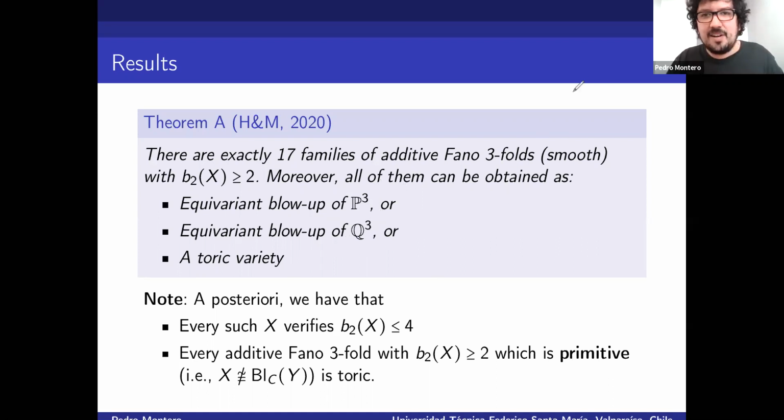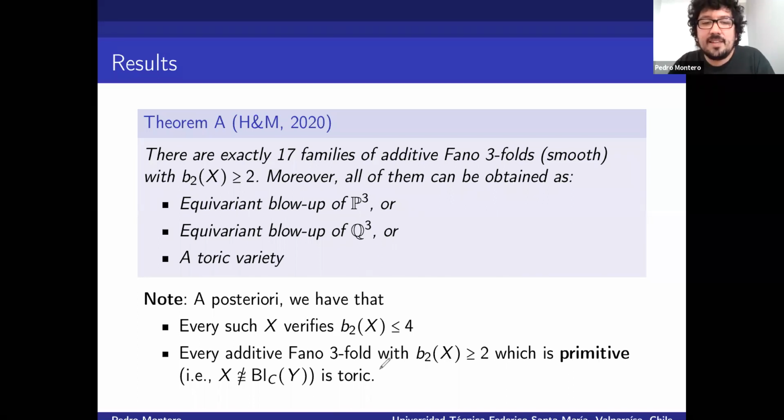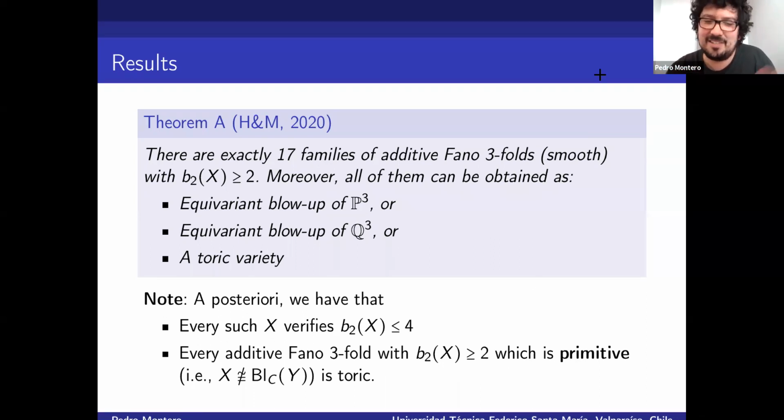A posteriori, after we have the list, we have that the Betti number is actually bounded by 4, the second Betti number, and that every additive Fano threefold that we studied, which is primitive in the sense that it's not the blow up along a curve of another Fano threefold, is toric. But this is just an a posteriori analysis once you have the list, and you can only check the list and you can see this. But there's not more deep reason for that.